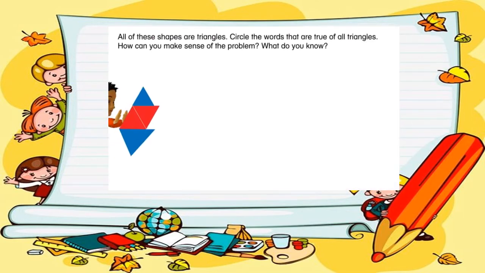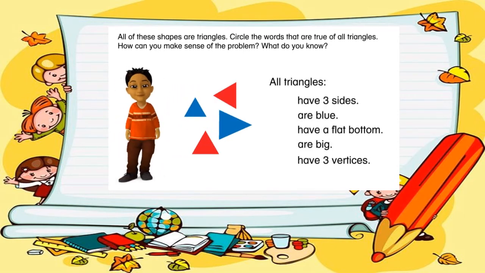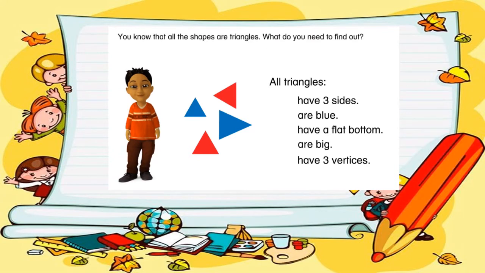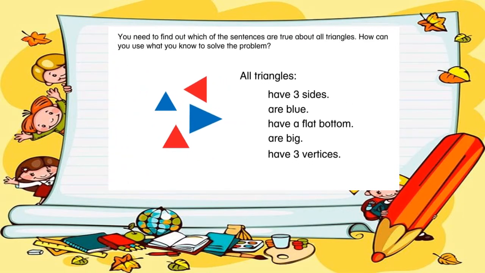All of these shapes are triangles. Circle the words that are true of all triangles. How can you make sense of the problem? What do you know? You know that all the shapes are triangles. What do you need to find out? You need to find out which of the sentences are true about all triangles.